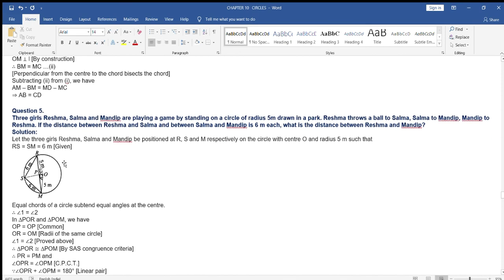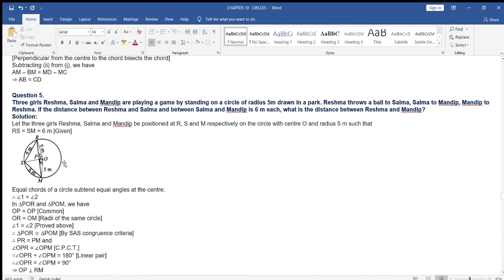Now question number 5. This is quite an interesting question. See our question number 5. Three girls are there, Reshma, Salma, Mandeep. Now see the diagram, we have marked their points also. R is Reshma, S is Salma, and M is Mandeep. They are playing a game. They are standing on a circle and the radius of that circle is 5.